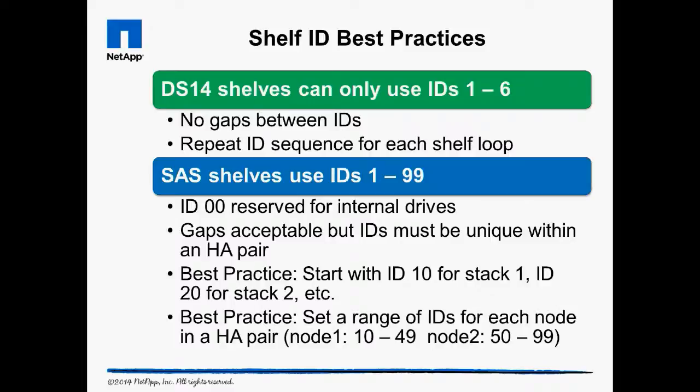SAS shelves work differently in that shelf IDs can range from 1 to 99. Note that shelf ID 00 is reserved for storage controllers with internal drives, like the FAS 2000 and FAS 2200 series. SAS shelves can be connected into groups of 10 shelves, called a shelf stack. Within a high availability pair of storage controllers, each shelf has a unique ID, and gaps between shelf IDs are acceptable. In a multi-node cluster, you can have duplicate shelf IDs within the cluster because shelves can only connect to a single HA pair.